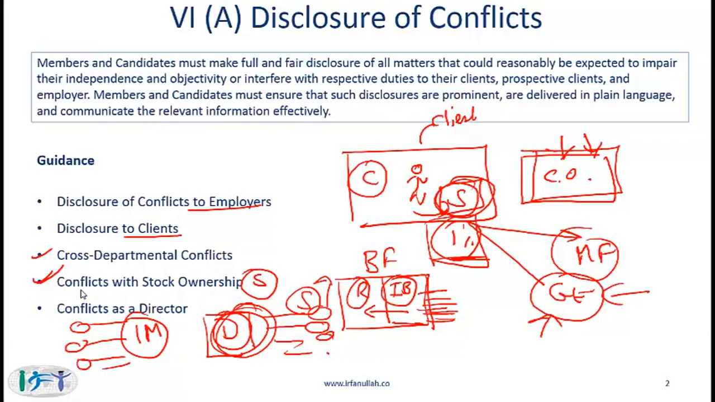The third scenario is where your service on the board or your position as a director potentially makes you privy to material non-public information. So if you are trading, there might be questions as to whether you are trading based on material non-public information.